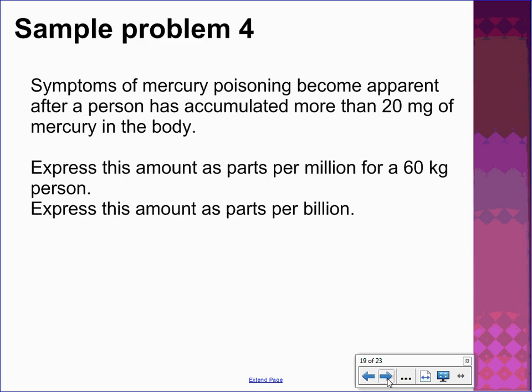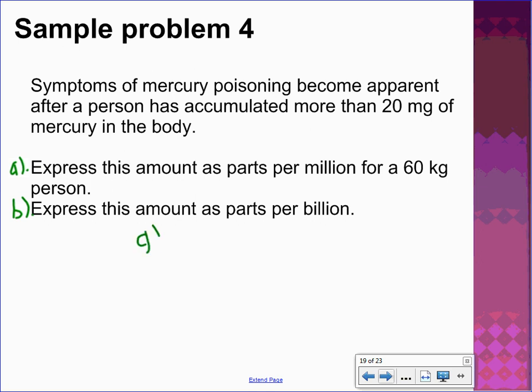So let's look at the following sample problem. Symptoms of mercury poisoning become apparent after a person has accumulated more than 20 milligrams of mercury in the body. We're asked to express this amount as parts per million for a 60 kilogram person, and then to express this amount as parts per billion. On the page that you have, you'll have a part C to it. Just cross that out, we're not going to do that. So on your page, it should just be part A and part B.